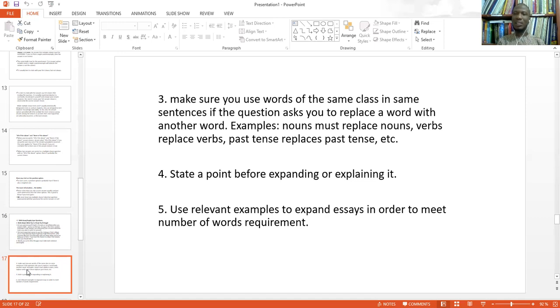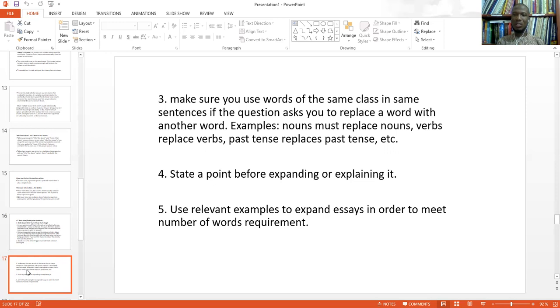And then nouns are names. Adjectives are describing words, they describe nouns and pronouns. So we should know some of these things so that when we are answering questions, we can use the right class of word to replace a word in a sentence. You are to inform someone. So to inform is a verb and information is a noun. So you cannot just use the two of them anyhow. You must use information when you want to use it as a noun, and then you must use to inform when you want to use it as a verb.